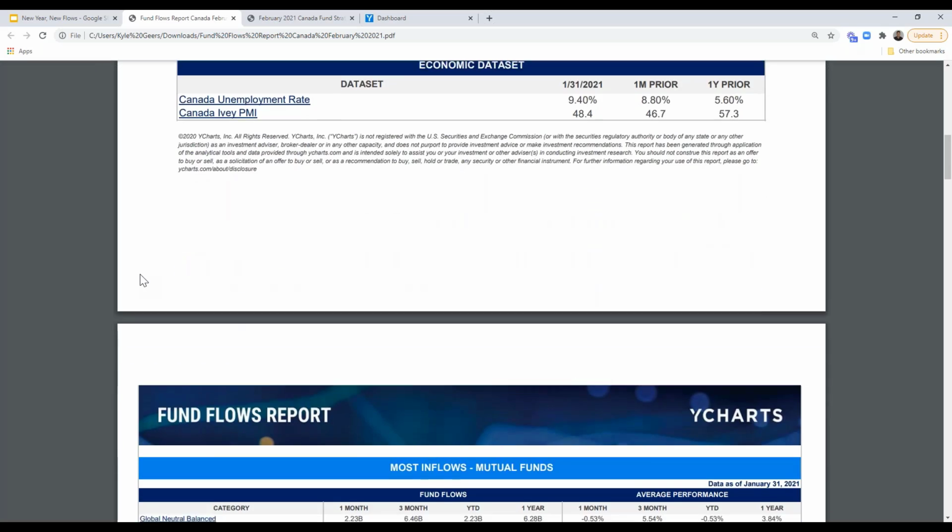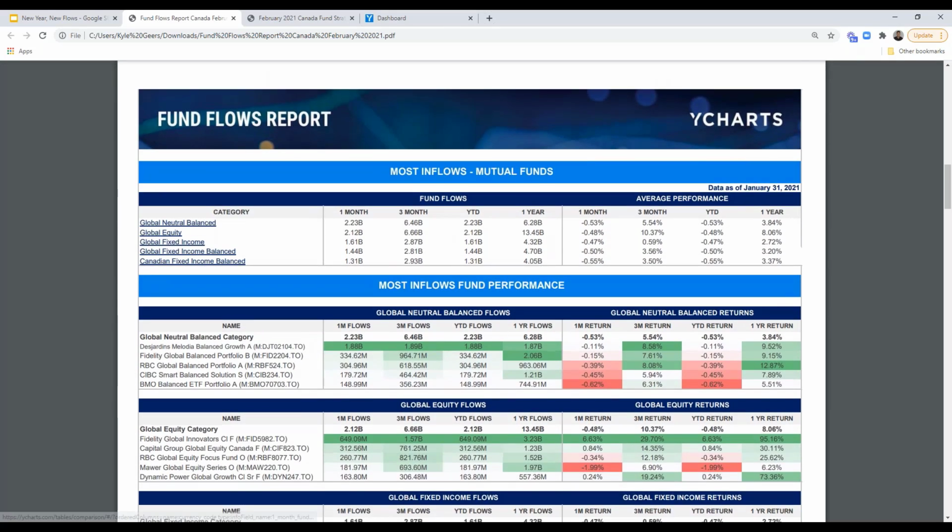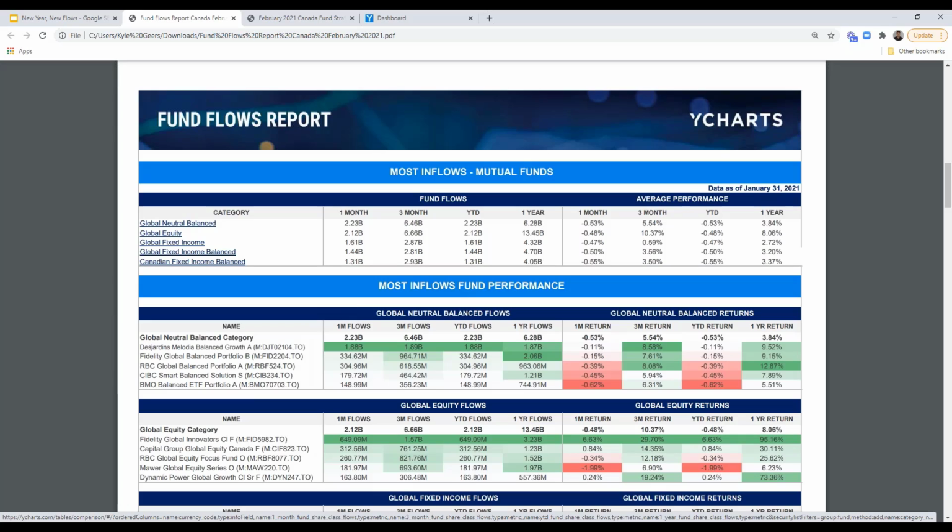And then as we scroll down, we get into the fun part where we have our fund flows, and we rank the flows based on last month. So as of this recording, the most recent month was January. The updated flow information comes in on a monthly basis or month-end basis.